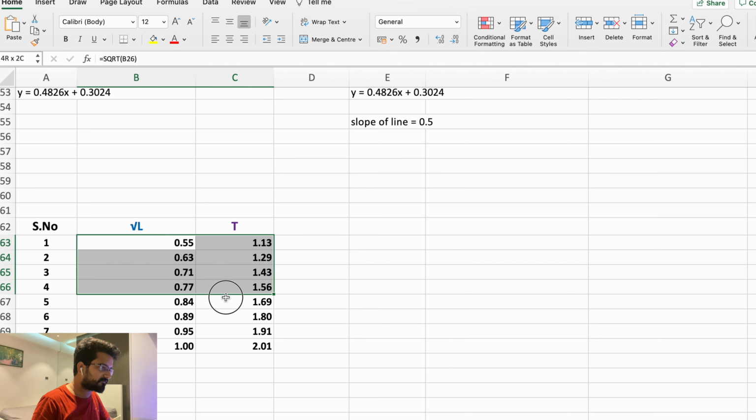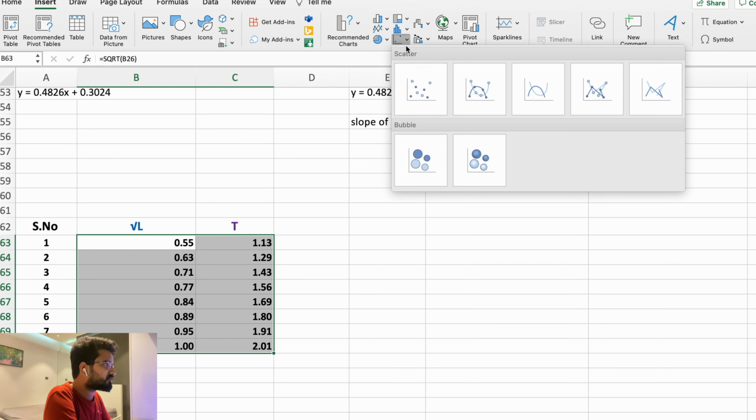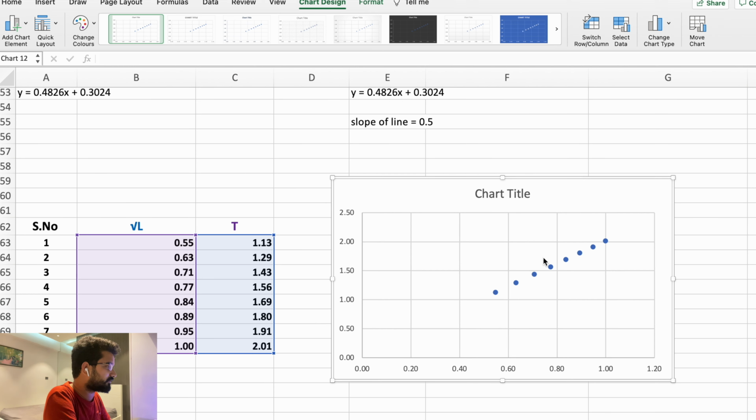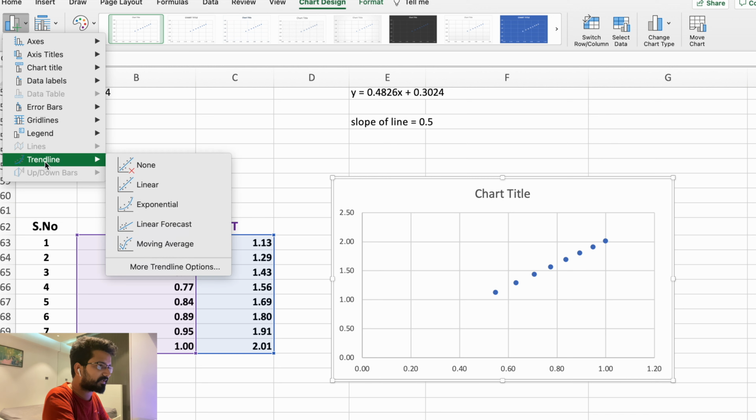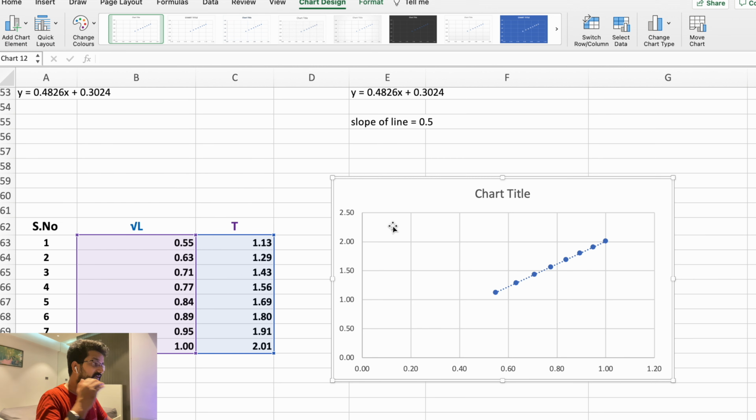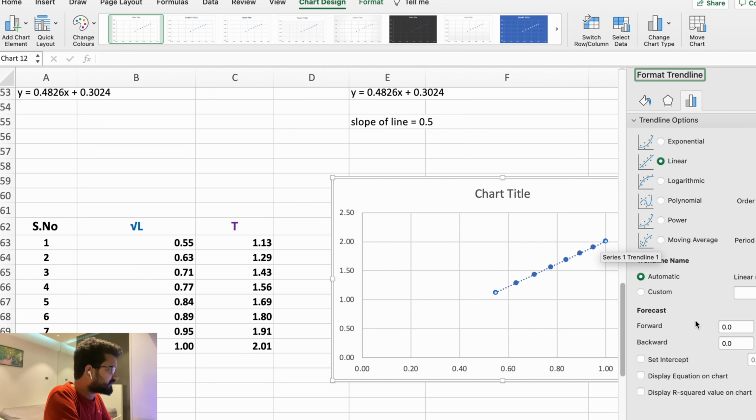So let us go ahead and plot the graph between root L and the time period. Click on insert, chart, scatter plot. Beautiful, we got a straight line. To see this, let us include a chart element, trend line, linear. It's a perfect straight line, right? And we'll display the value of r square.